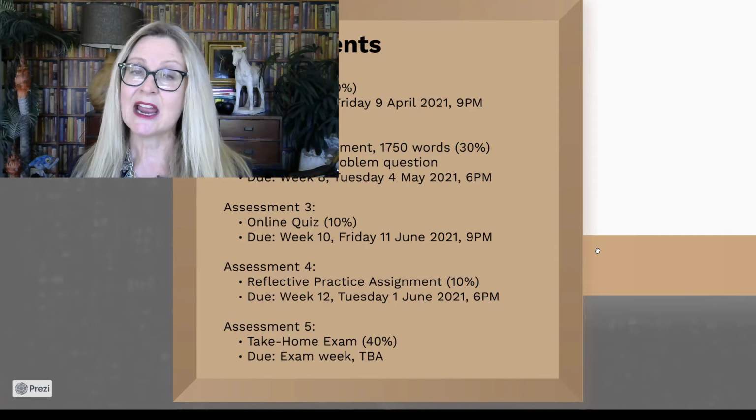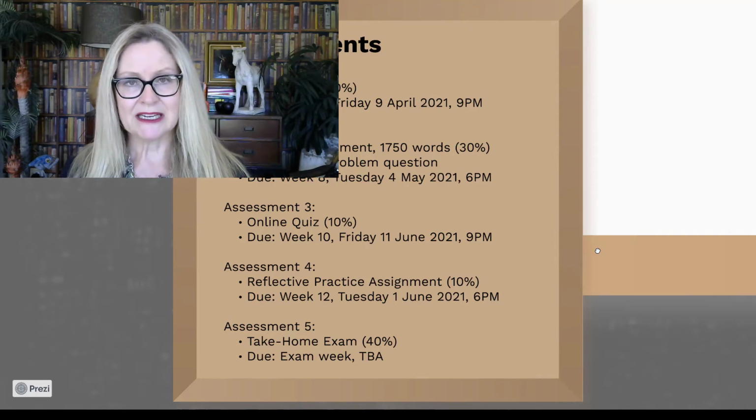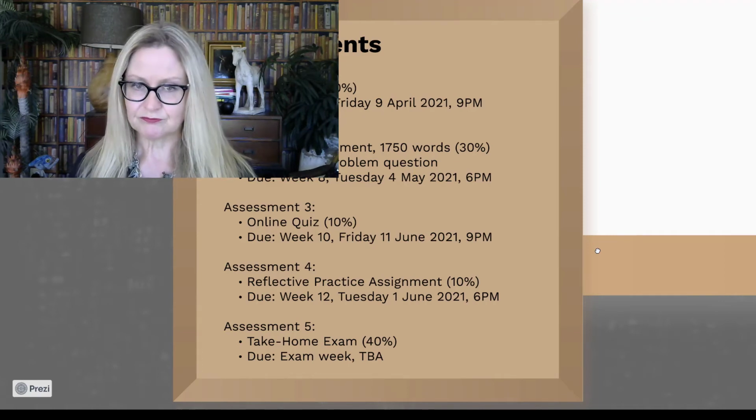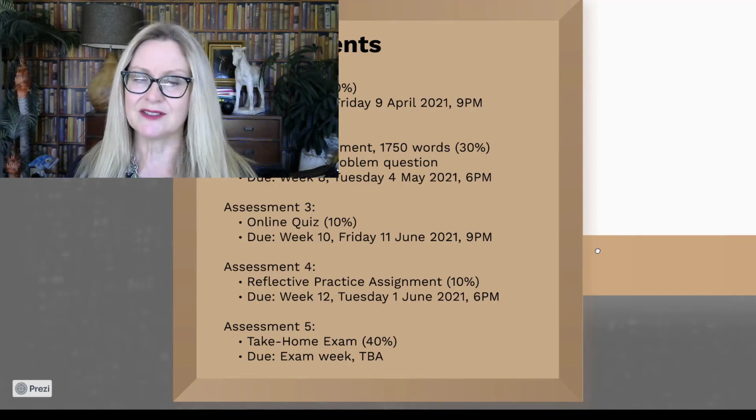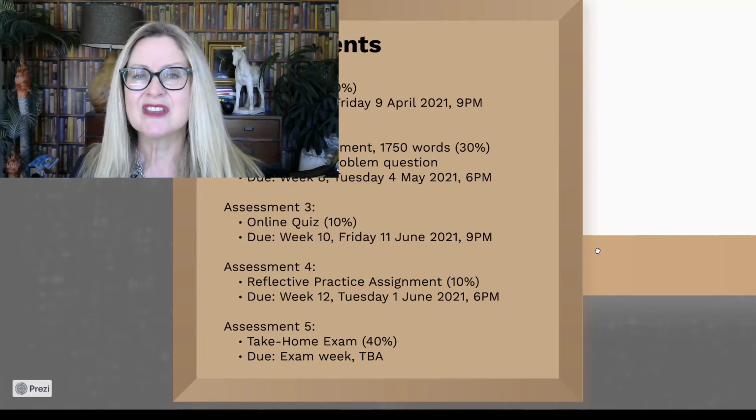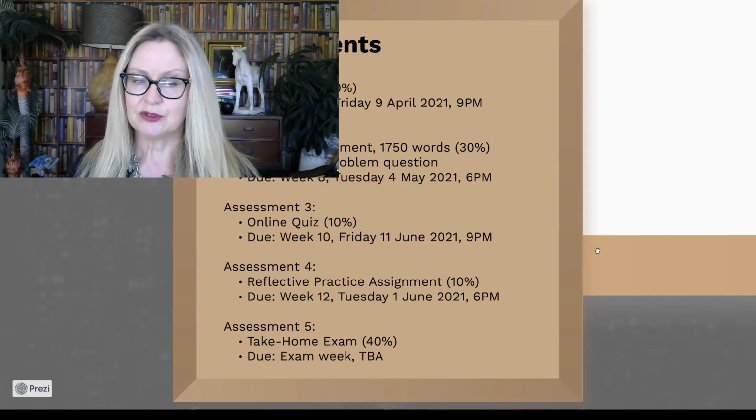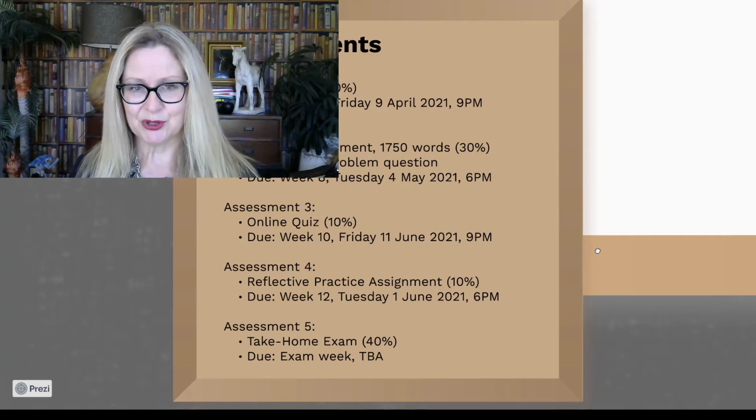The fourth one is a reflective practice assignment, and we'll talk a little bit more about that in the first tutorial. But it's basically designed to get you interacting with your peers and interacting with me. Again, just a little 10%, but it's really useful to reflect on exactly what it is that you've done in the term at the end of term. And that's why it's not due until the very, very end of term. Week 12, Tuesday, the 1st of June at 6 p.m. is the deadline on that one.